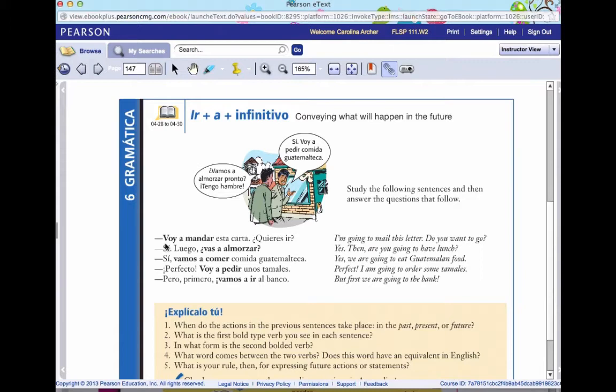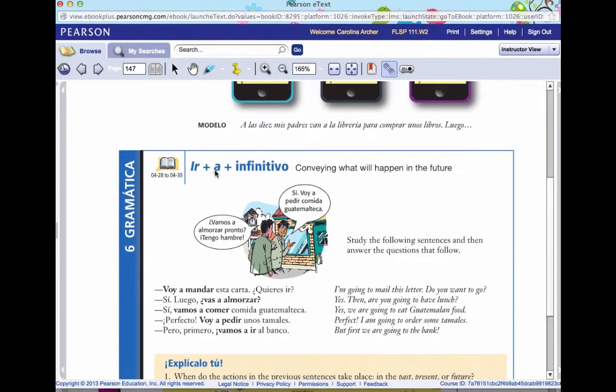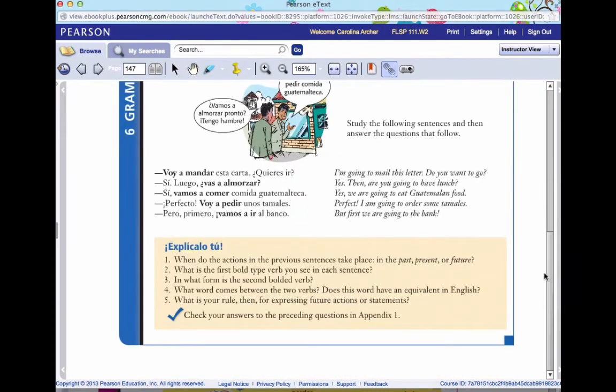Okay, so voy, ir, is the verb that is conjugated, and the other verb stays in the infinitive form. Okay, so voy a mandar esta carta. Vas a almorzar. Sí, vamos a comer. Okay, so see that the verb that is conjugated is the verb to go. Ir plus a plus an infinitive verb to convey the future.